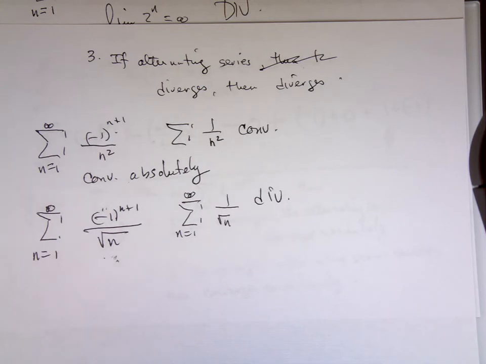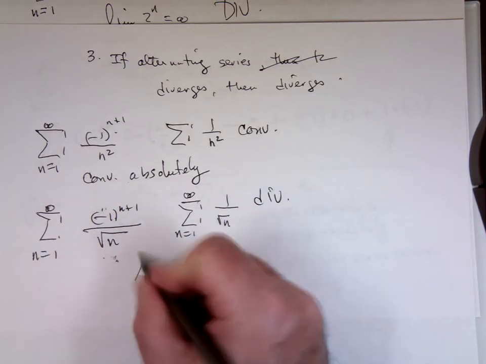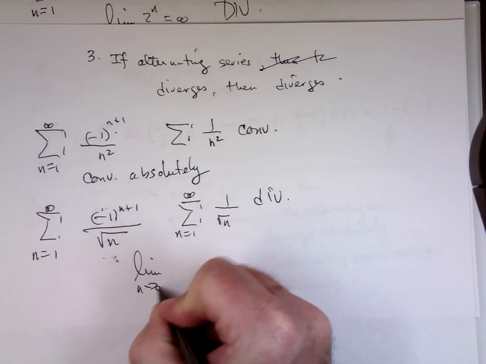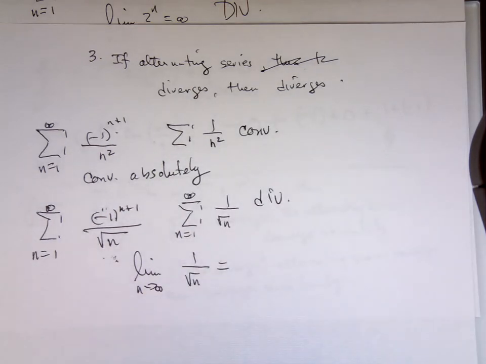So, the alternating series test says to do 2 things. First, take the limit as n goes to infinity of 1 over the square root of n. What's that limit? Wait, which alternating series test are you using? Why would you use the positive version of it? That's what you do. That's what the alternating series test said.